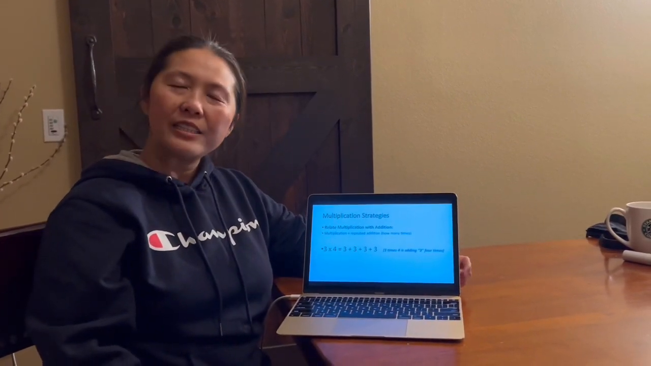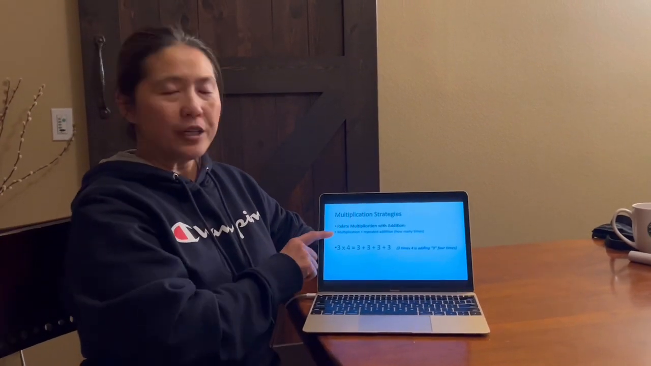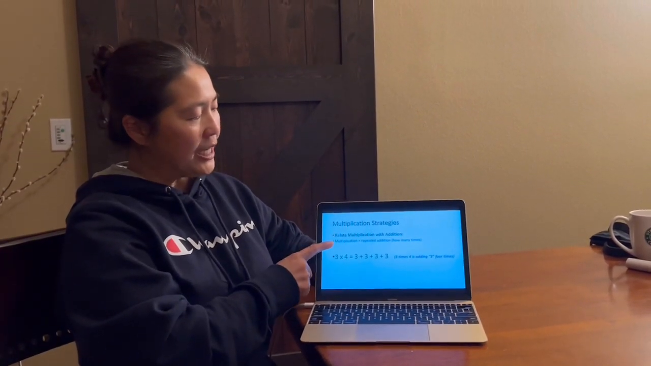We have just learned how to add and we're going to relate our addition skills to multiplication. So we're going to say multiplication is equal to repeated addition. So let's say 3 times 4 is equal to 3 plus 3 plus 3 plus 3. And that is, 3 times 4 is adding 3 four times.